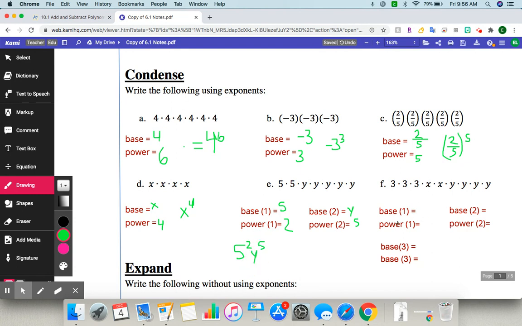And in example F, we actually have 3 bases here. The first base is 3, also with a power of 3 since there's 3 of them. Base of x with a power of 2, and a base of y with a power of 4. So we would write this overall as 3 to the 3rd times x squared times y to the 4th.